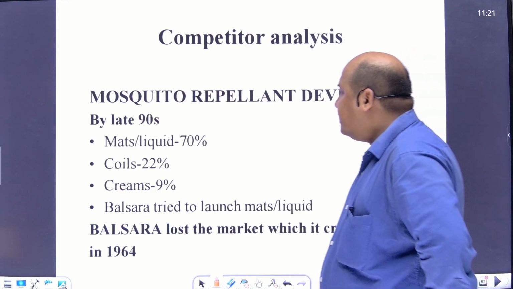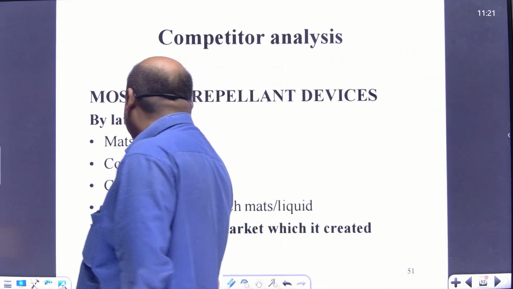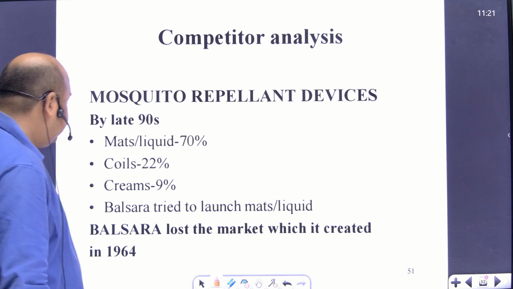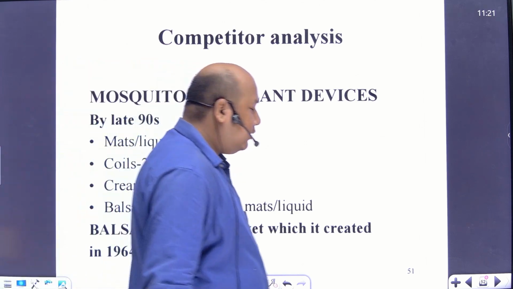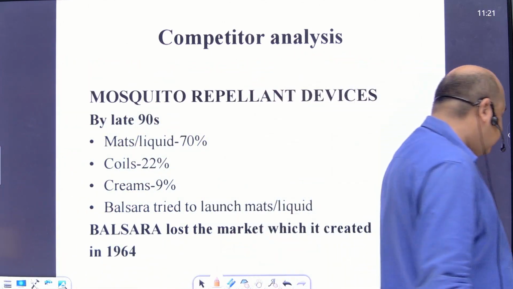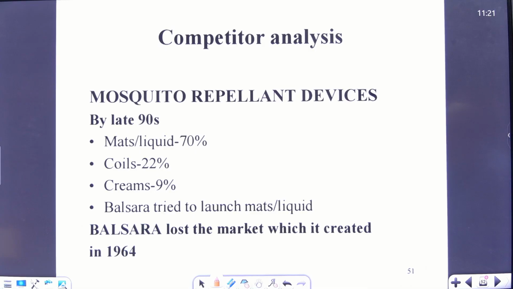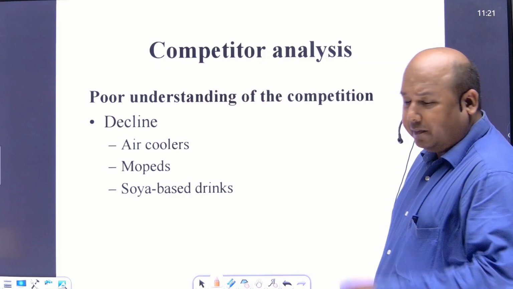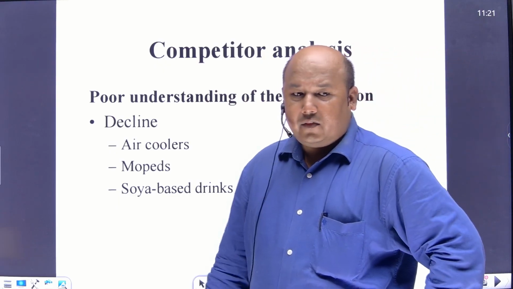Among mosquito repellent devices in the late 90s, mats and liquids had 70% of the share, coils 22%, and creams 9%. Balsara tried to launch both mat and liquid, but lost the market it had created in 1964. There was a poor understanding of the reasons for decay, which was the main problem behind the decline.